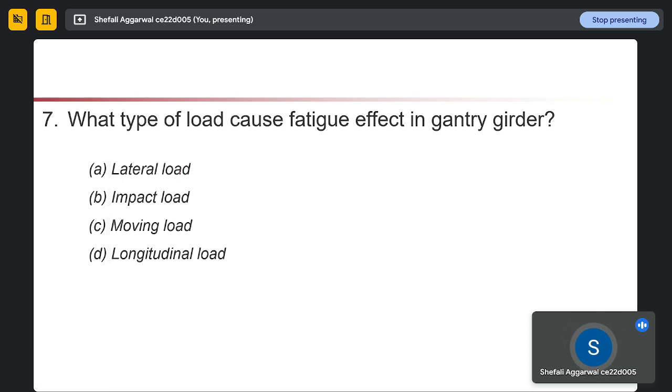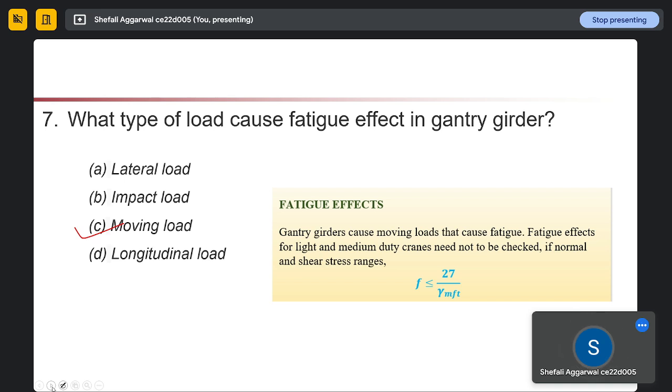Next is, what type of load causes fatigue effect in gantry girder? Lateral load, impact load, moving load, longitudinal load. So this is a very simple answer. Due to continuous moving load, we have fatigue effect in any type of structure, whether it's a beam or any other.